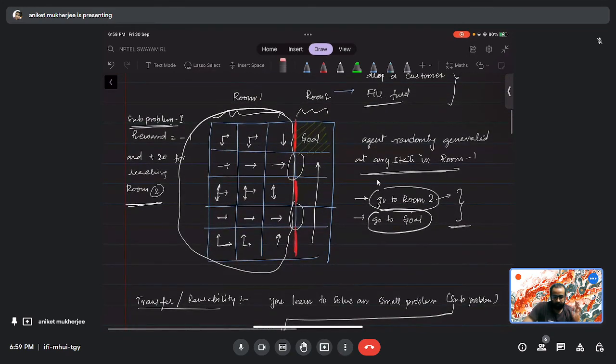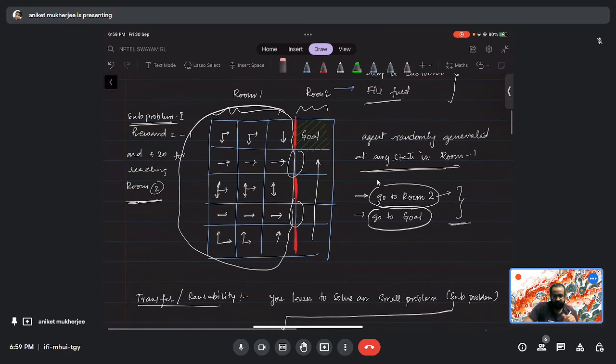Yeah, so there was another example where I showed that given room 1 and room 2, your agent is randomly generated in a state in room 1, and he needs to go to room 2.